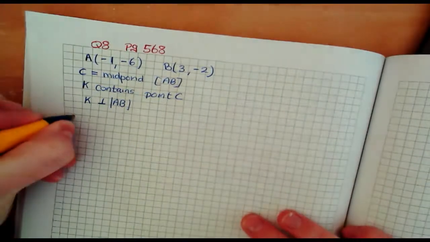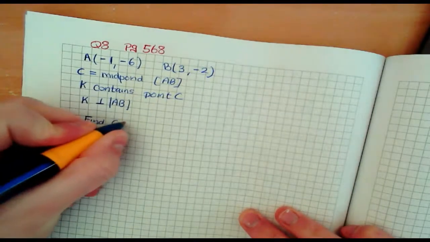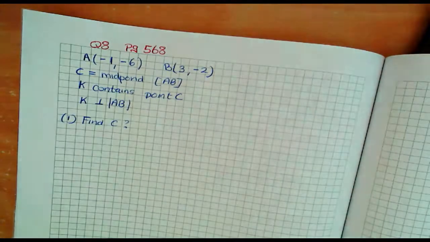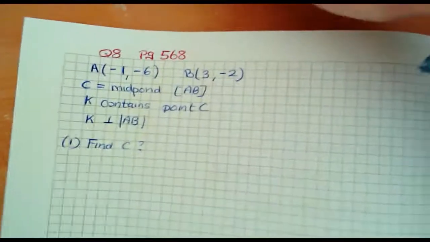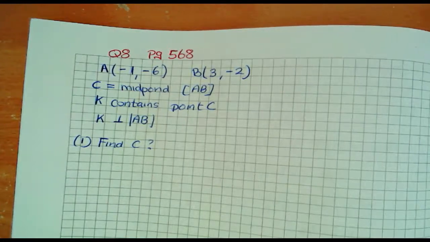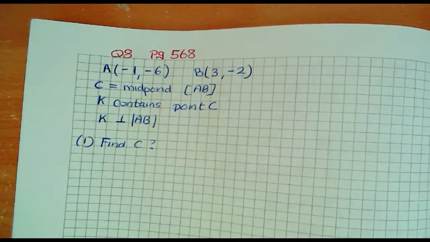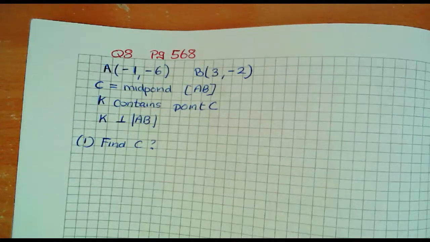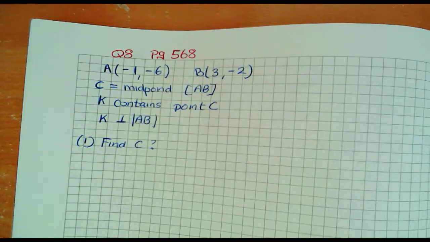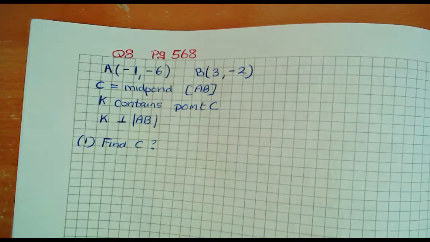So the first part of that question we're asked to find C. So we know A, we know B, and we know that C is the midpoint of AB. So the first thing we're going to do there is find the midpoint of AB. Again, the formula is in the log table, so you don't have to learn it off, you just have to know how and when to use it.